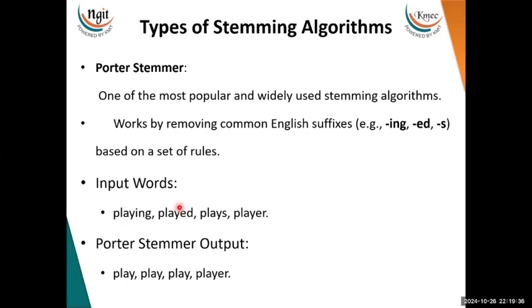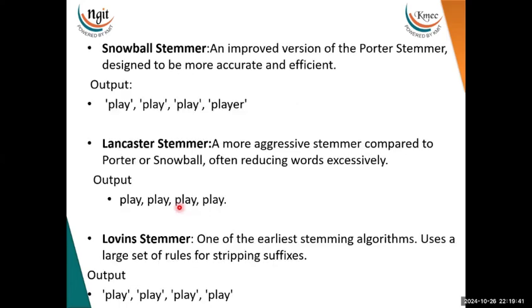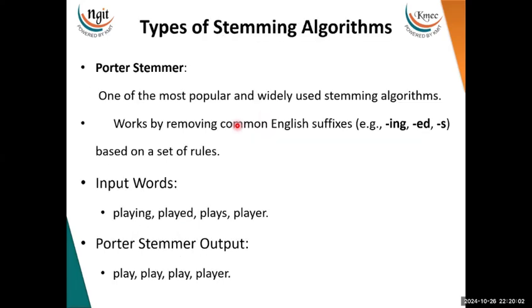Okay, so the next type of stemming algorithm is the Snowball stemmer. This is an improved version of the Porter stemmer, designed to be more accurate and efficient than the earlier one. Basically, it has the nature of supporting multiple languages. The output you can see is play, play, play, player. This is the output for the input we have given here. These input words are common for all types of stemming that I'm displaying in the next slides also.